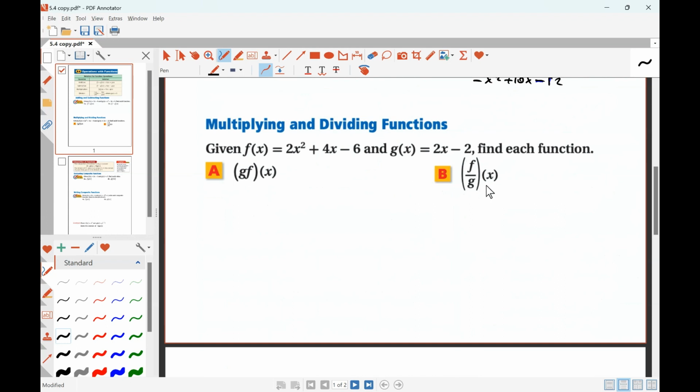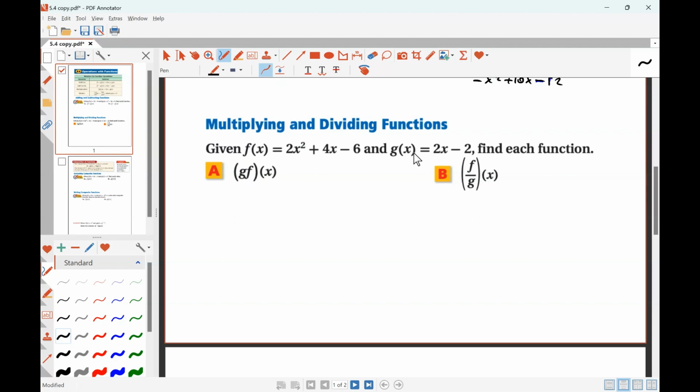When there is division, it involves factorization, simplification. So let's take a look at how to multiply. It's like expressions. You multiply two expressions by doing distribution. The first one, g multiplied by f.